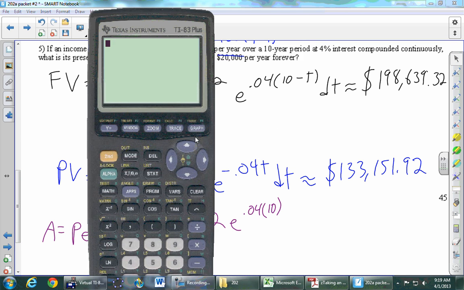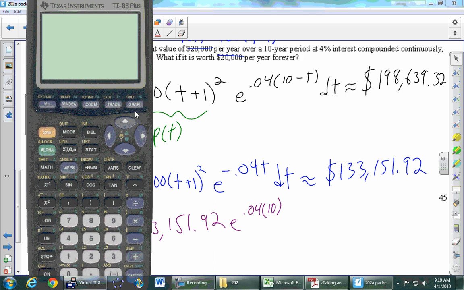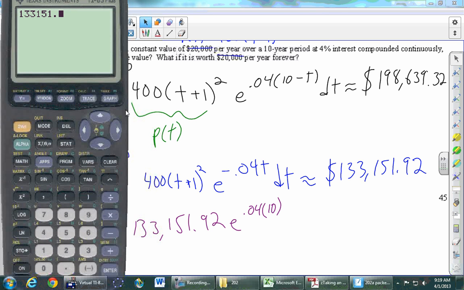How close is it? e to the, where's my e button? 0.04 times 10. Something is very bad. Second, I like the second number better though. Let's see, times, is that button. 198,639.32, yeah. So, once you know one number, it's very easy to get the other one, but it's nice that the integrals are in tune with each other.